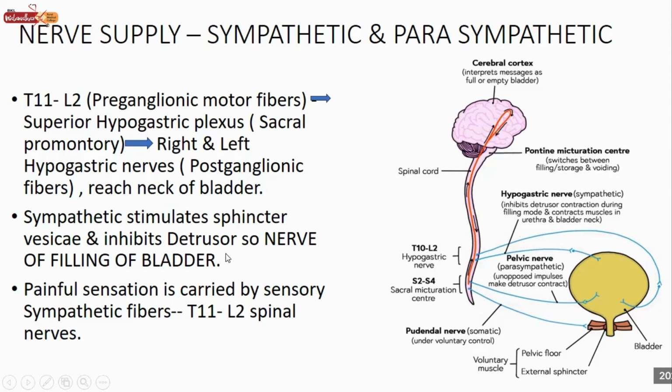When sympathetic stimulation occurs, the sphincter vesicae will be stimulated and the detrusor muscle inhibited. So this is the nerve of filling, meaning the detrusor will relax, so the urine can be stored. That is what happens with sympathetic stimulation. Painful sensation is carried by the sensory sympathetic fibers from T11 to L2 spinal segments.